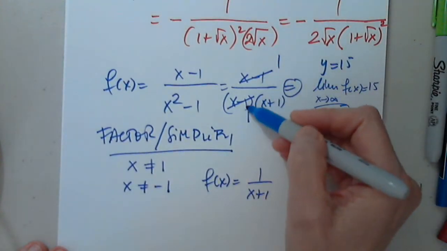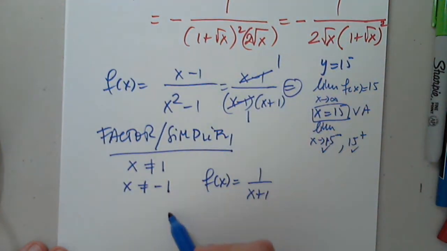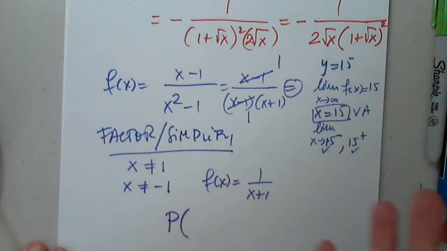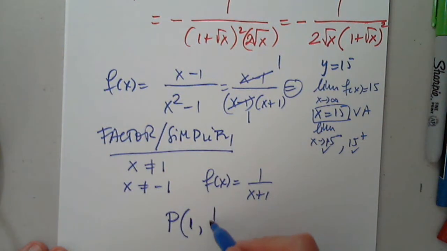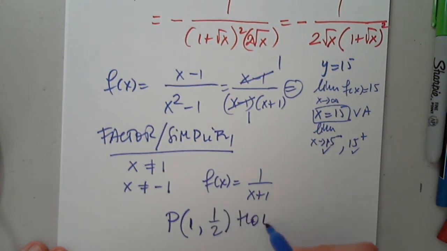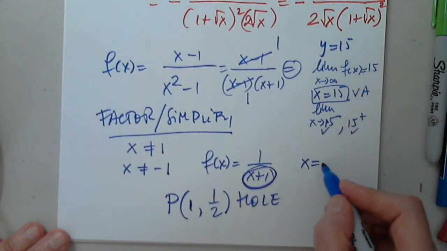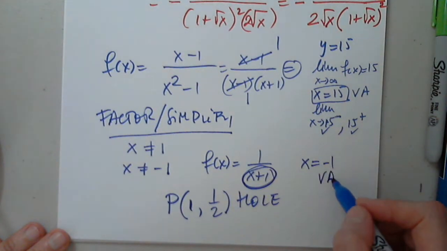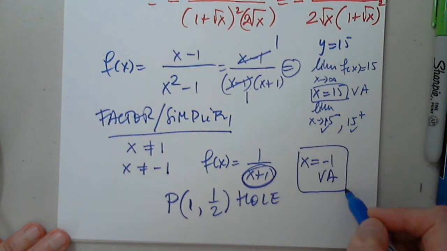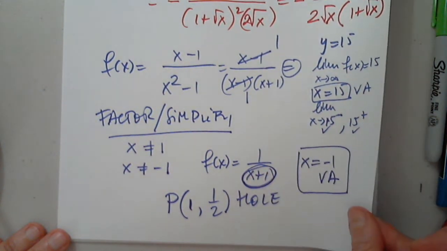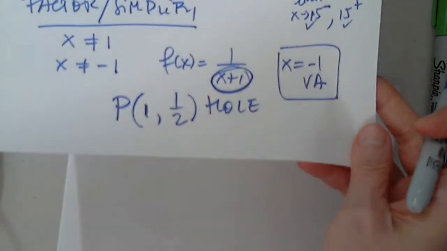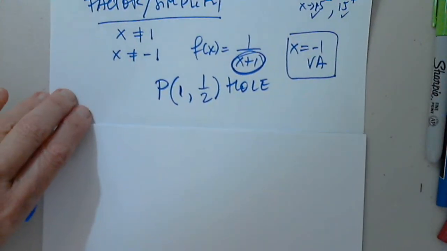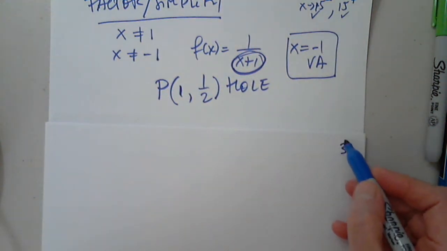Because the factor disappeared, this is a point. You don't have to call it anything, but 1 comma 1/2 is a hole. The factor that still stays in the denominator will create x equals negative 1 is a VA. But this is not enough. I have to find the limits left and right. So we're going to find them right now.